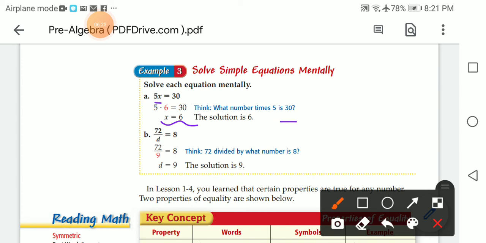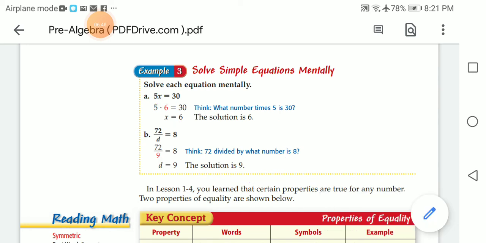72 over d equals 8. Think without using calculators. So 72 divided by what gives you 8? 72 divided by 9 gives you 8. So the solution is 9.